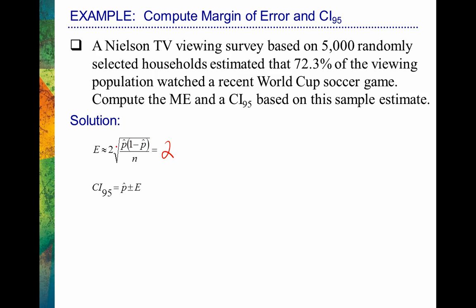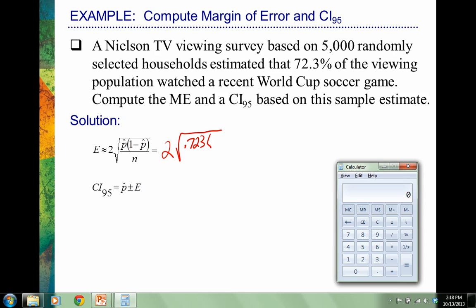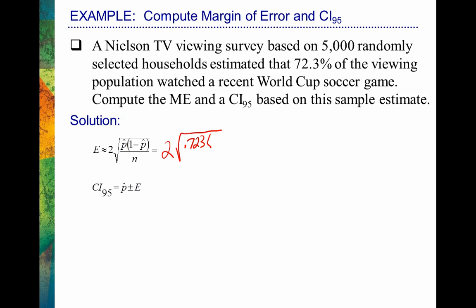So we're going to want to take 2 times this entire fraction in here. So 2 times the square root of our sample proportion. 72.3% would correspond to a proportion of 0.723. We want to multiply that by 1 minus that proportion. So 1 minus 0.723 equals 0.277. And we want to divide that by our n. And our n was based on 5,000 viewers, 5,000.